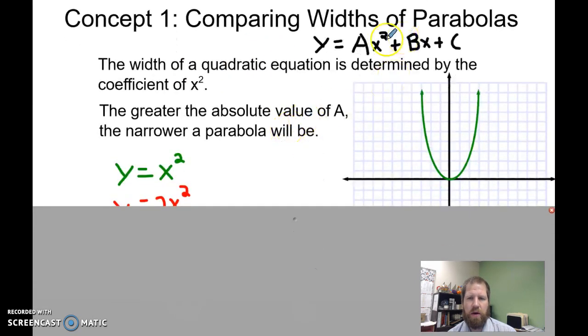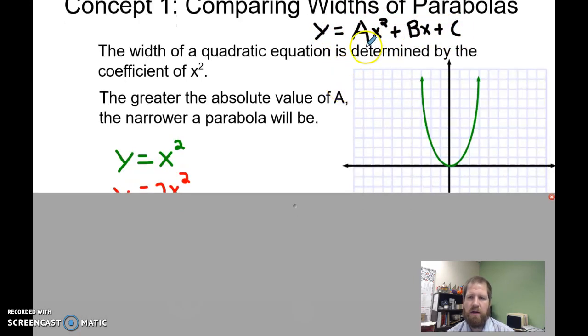And remember, our standard form for quadratics is y equals ax squared plus bx plus c. The part of this equation that determines the width of our parabola is a. It's the coefficient of x squared. Whatever number you have next to x squared, that's going to determine the width of your parabola. And it's important to note that it's the absolute value of a. The width does not change by whether a is positive or negative.